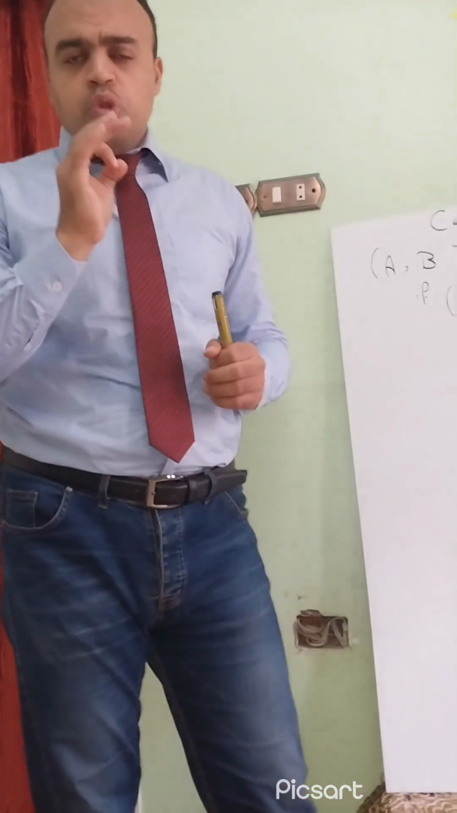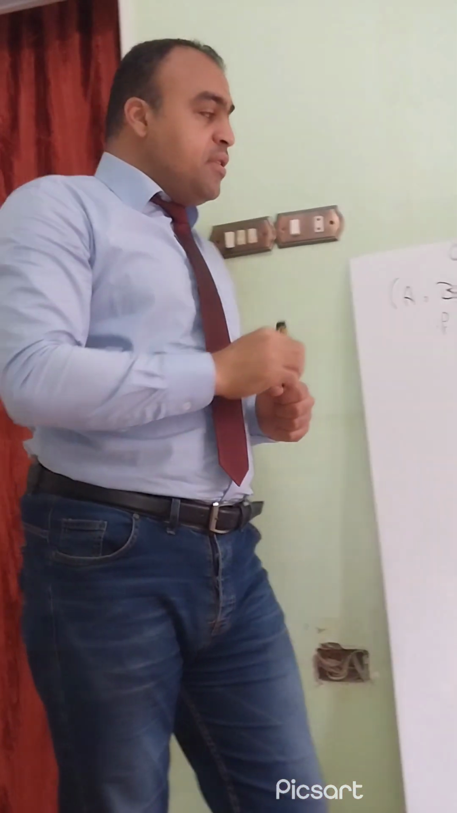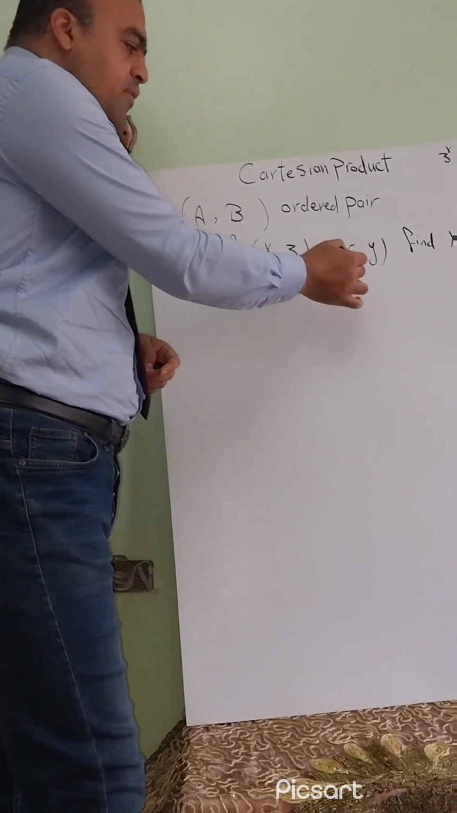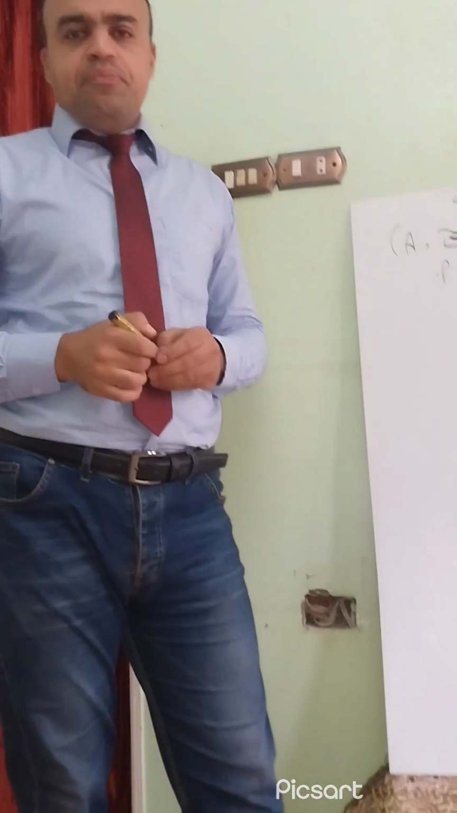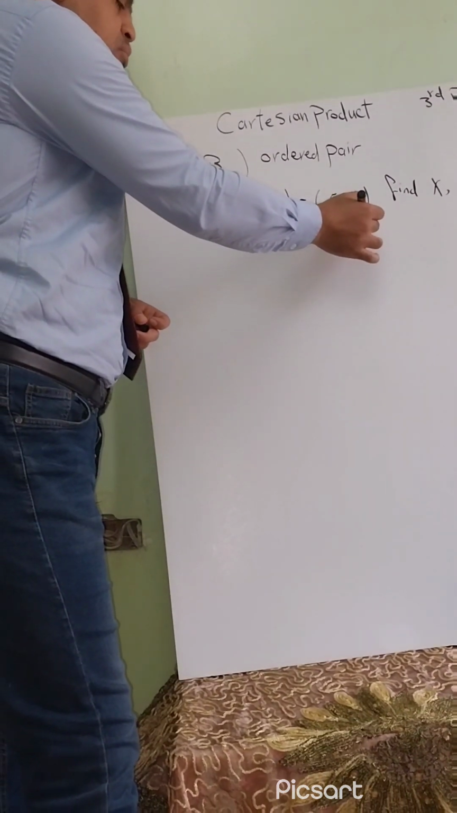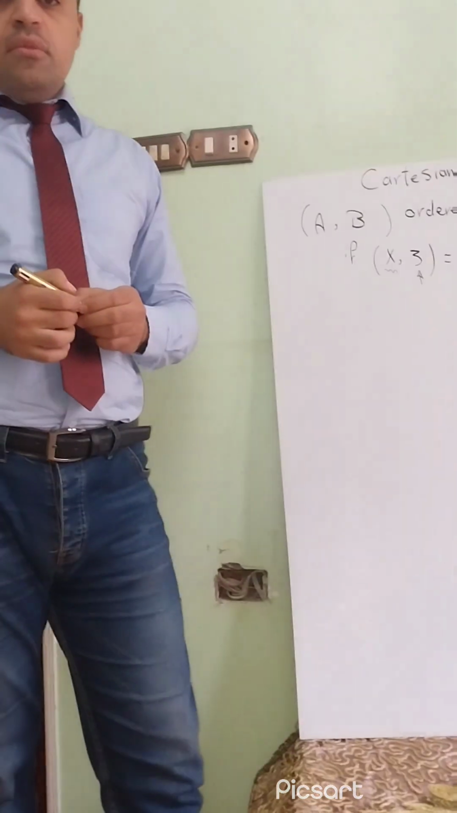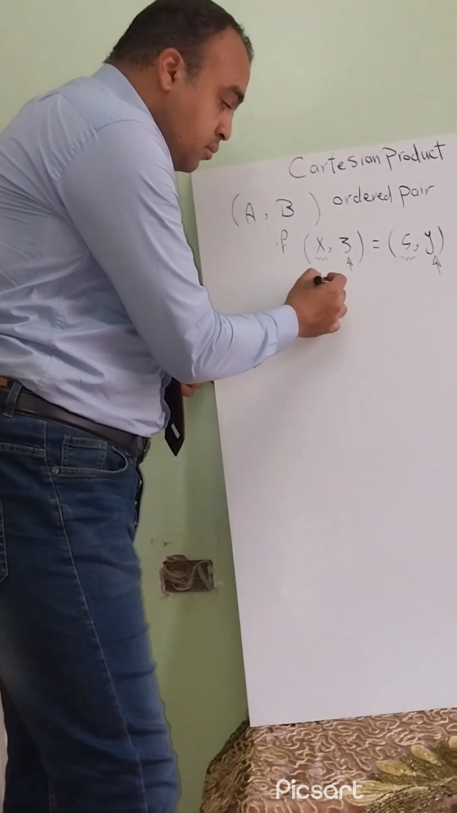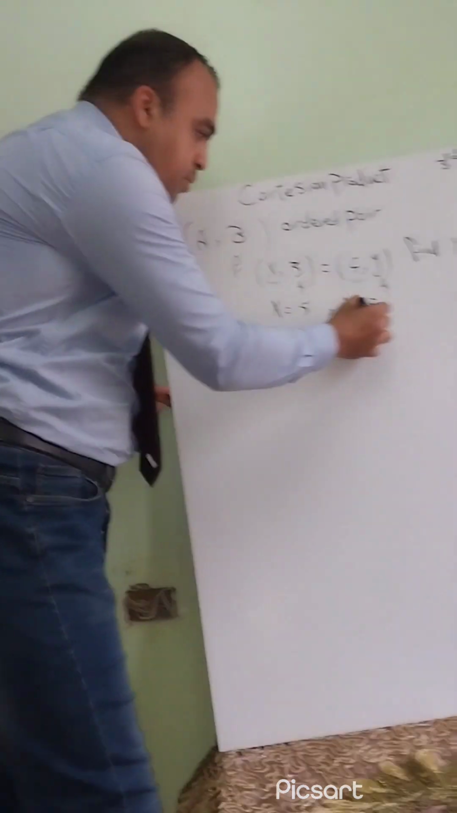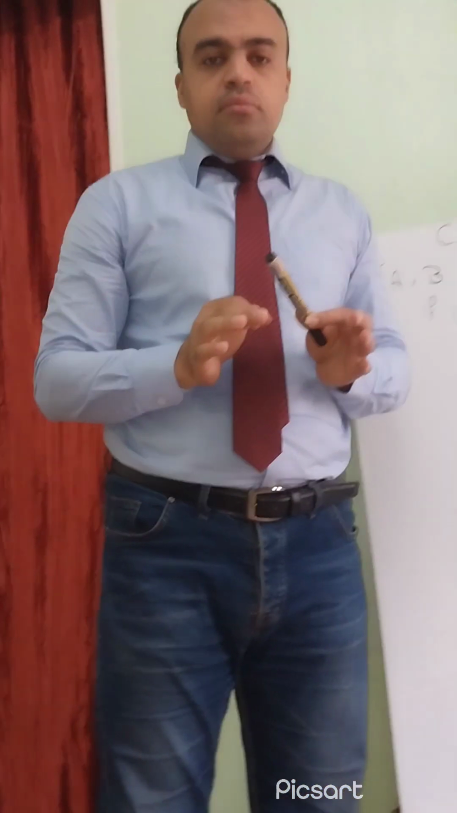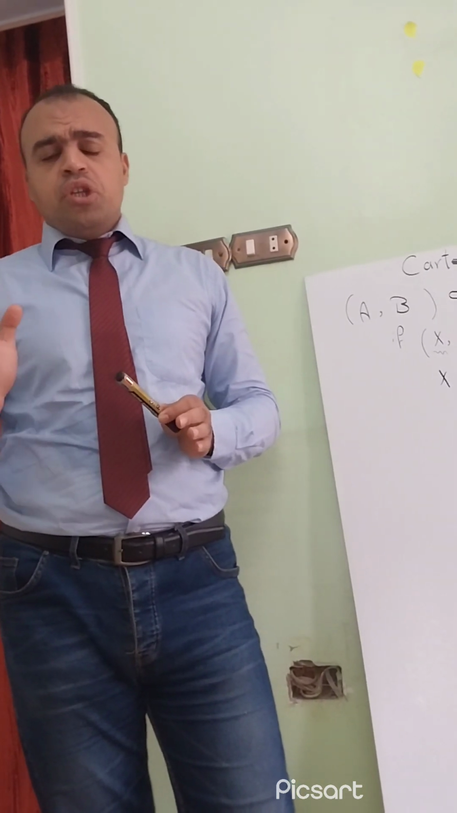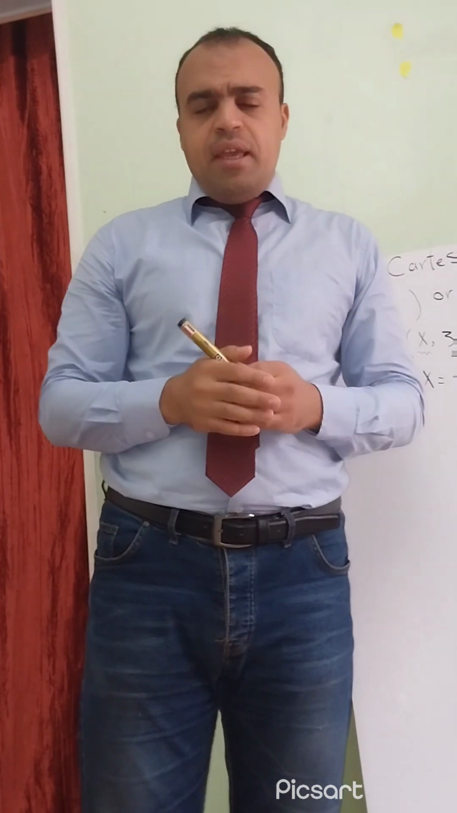So the first projection equals the first projection. الفيرست projection في الأول ordered pair لازم يكون equals the first projection في second ordered pair، والsecond projection اللي هو 3 will be equal the second projection في second ordered pair y. So x will be equal to 5 and y will be equal 3. يبقى if two ordered pairs are equal, it means that first projection equals first projection and second equals second.